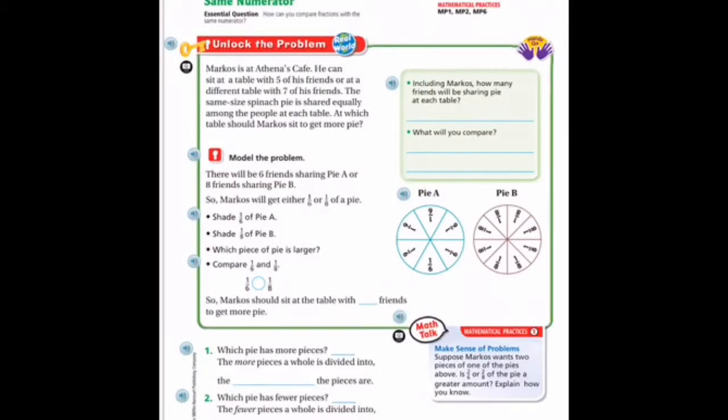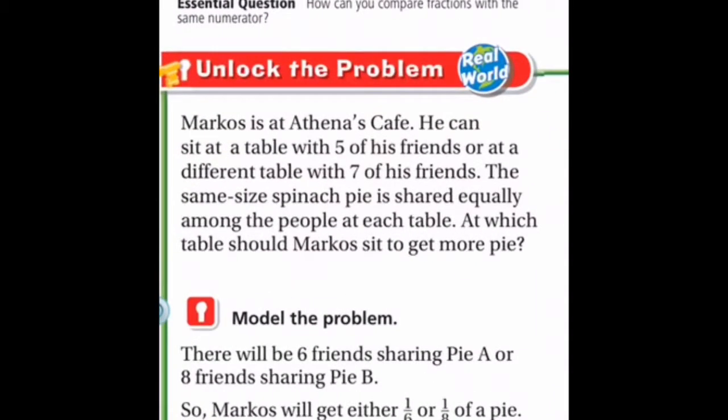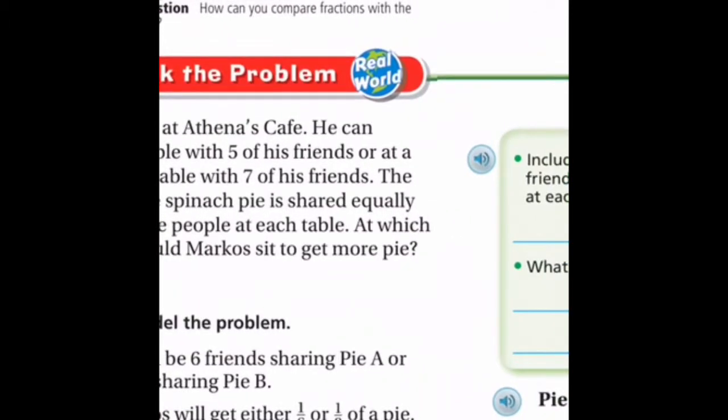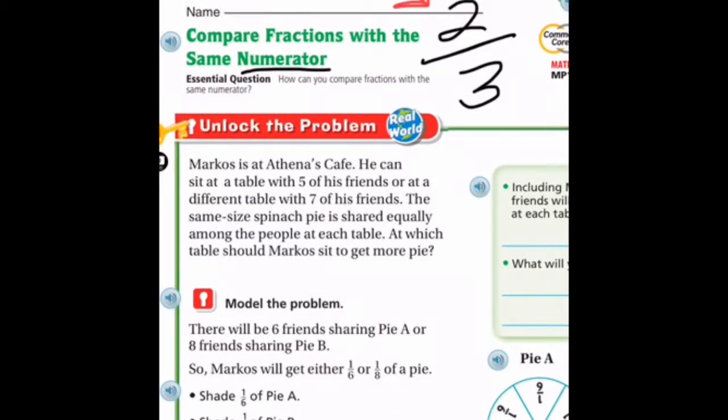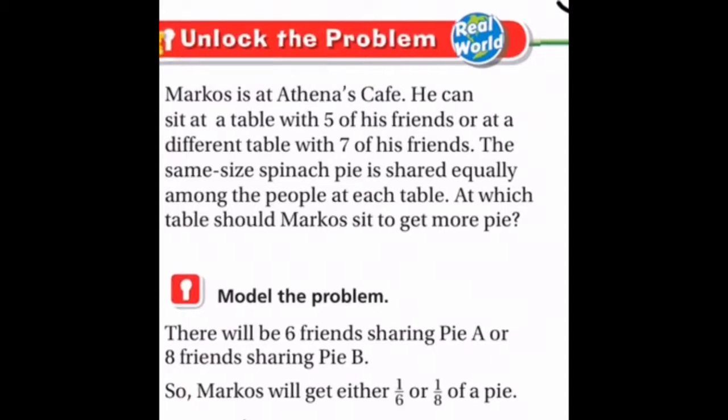All right, boys and girls, today we're on lesson 9.3 on page 519. Compare fractions with the same numerator. Yesterday we looked at same denominator, which was the bottom number. Today we're going to look at fractions with the same numerator, which is the top number. So two fractions, both will have the same numerator or the same top number. Let's look at our example.